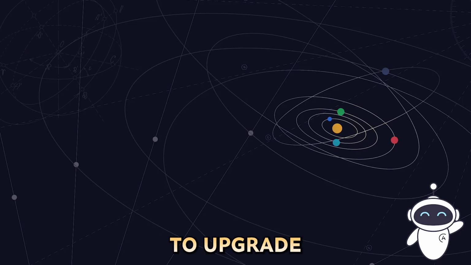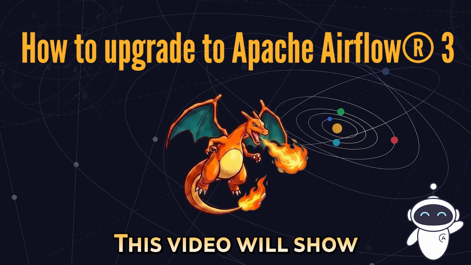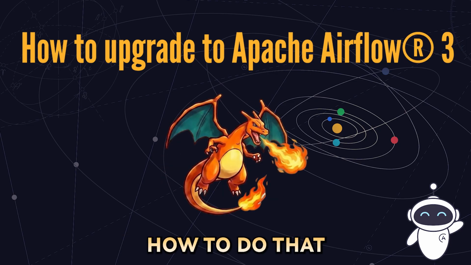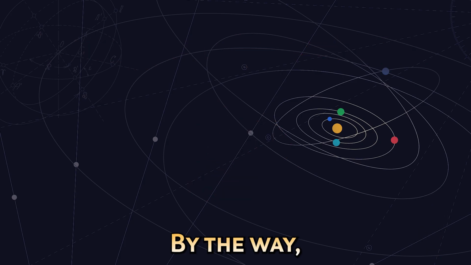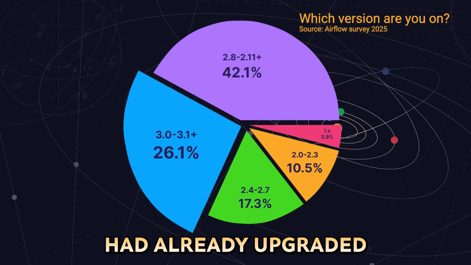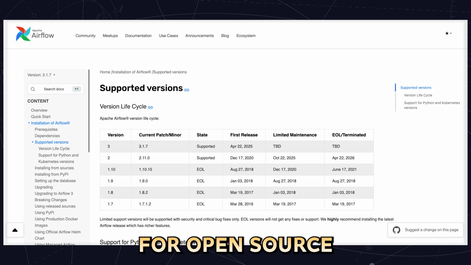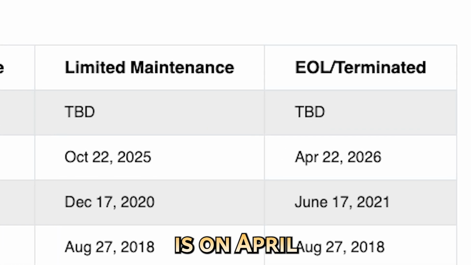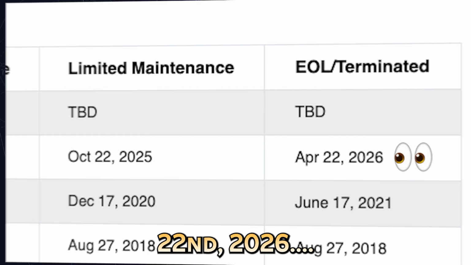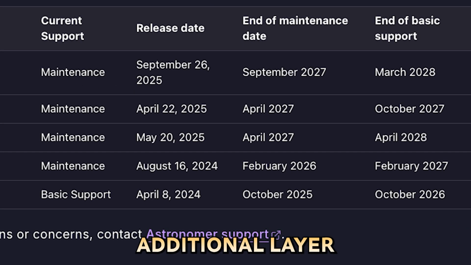Happy to see you are looking to upgrade your Airflow pipelines from version 2 to version 3. This video will show you exactly how to do that step by step. By the way, in November 2025, 26% of Airflow users had already upgraded to Airflow 3. And not just because the end of life for open source Airflow 2 is on April 22nd, 2026. Small pro tip, Astro customers have a whole additional year of Airflow 2 support.